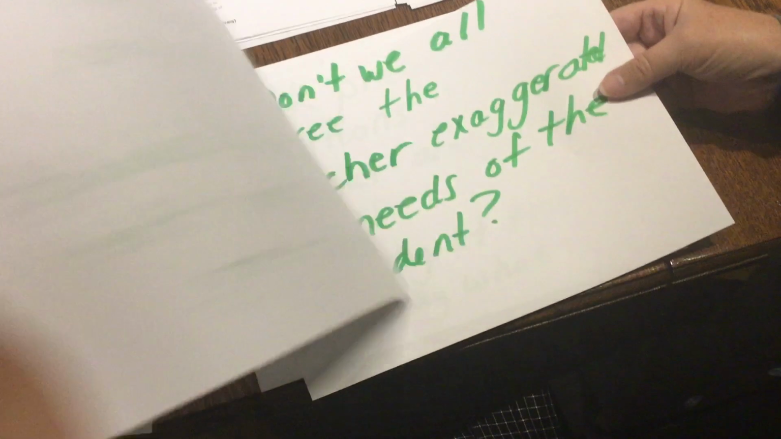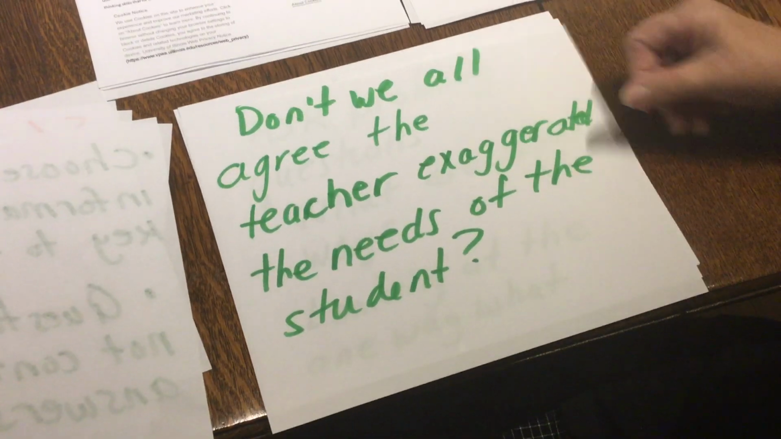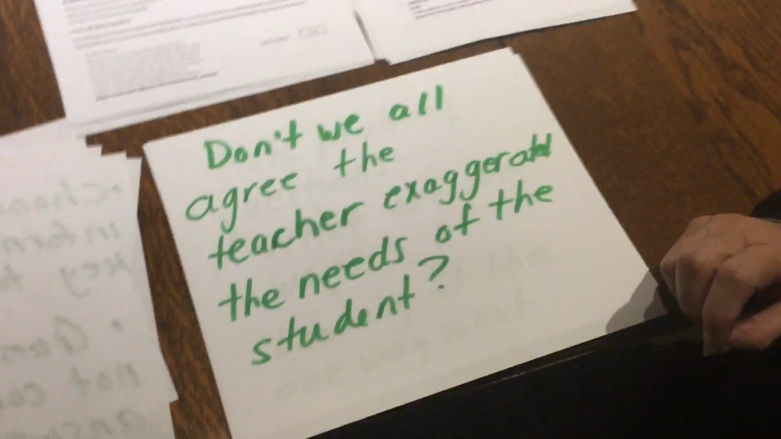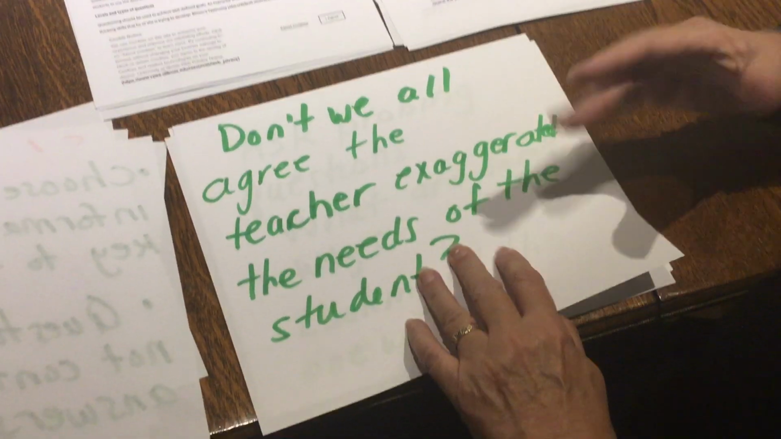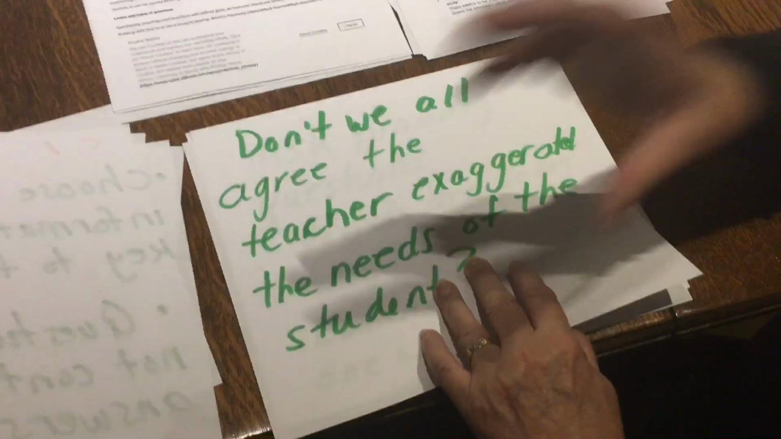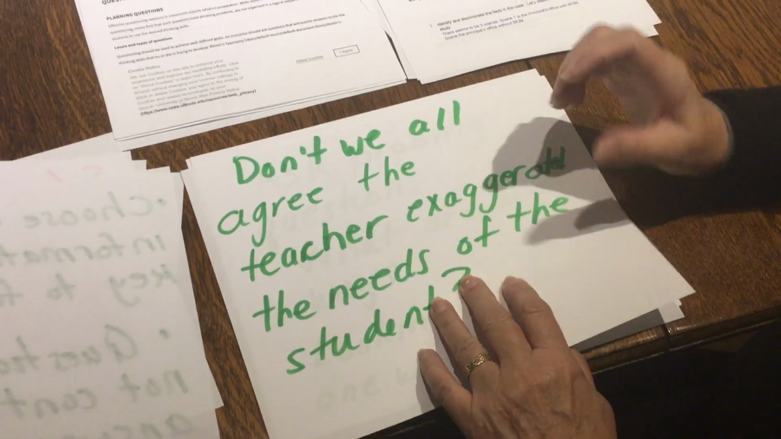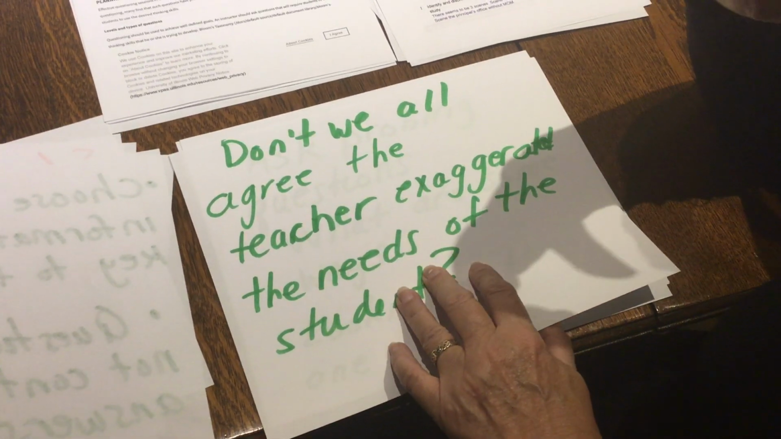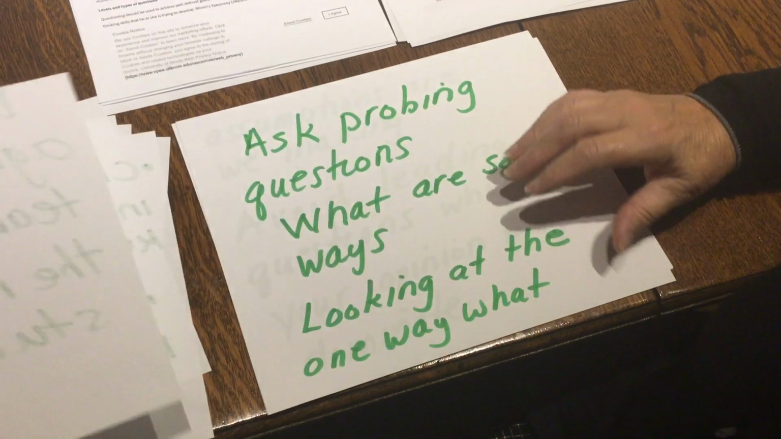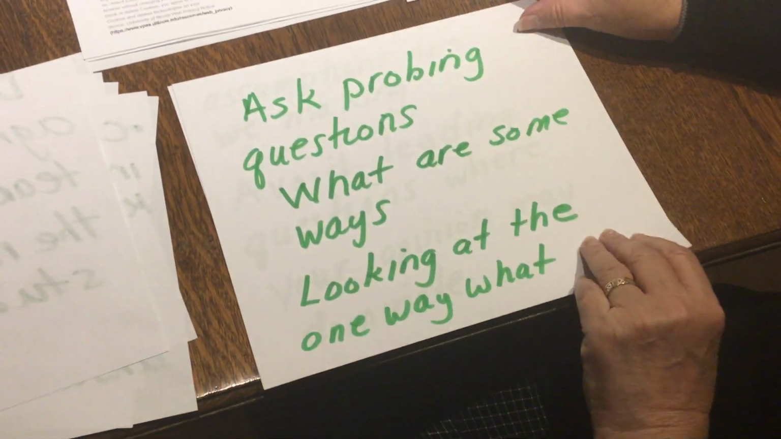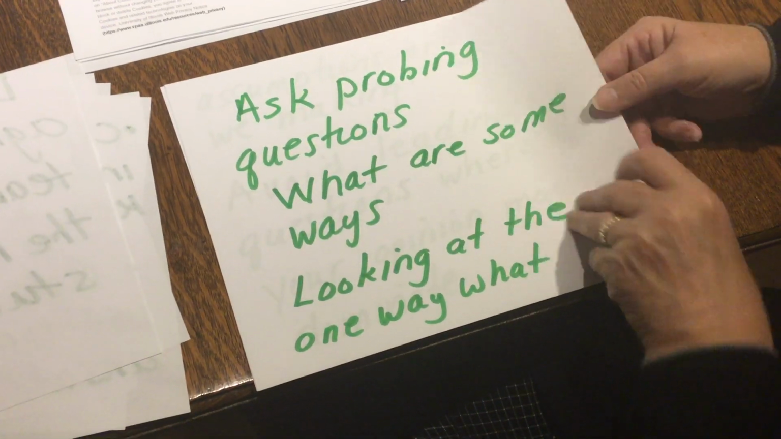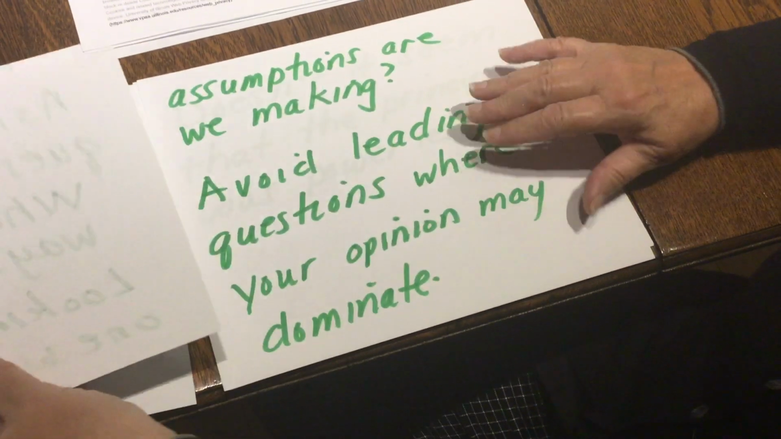For instance, don't we all agree that the teacher exaggerated the needs of the student? Avoid that, because you are facilitating a group to come to choices themselves. You're not facilitating a group to agree with your opinions. Ask probing questions like, what are some of the ways? And then looking at the one way, what assumptions are we making?